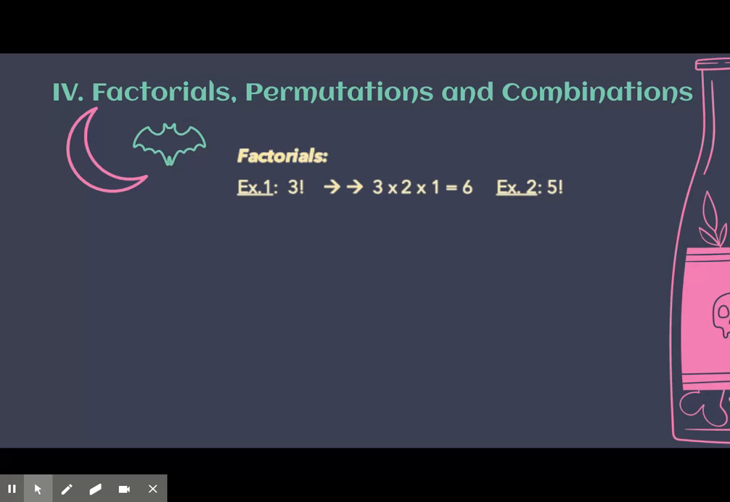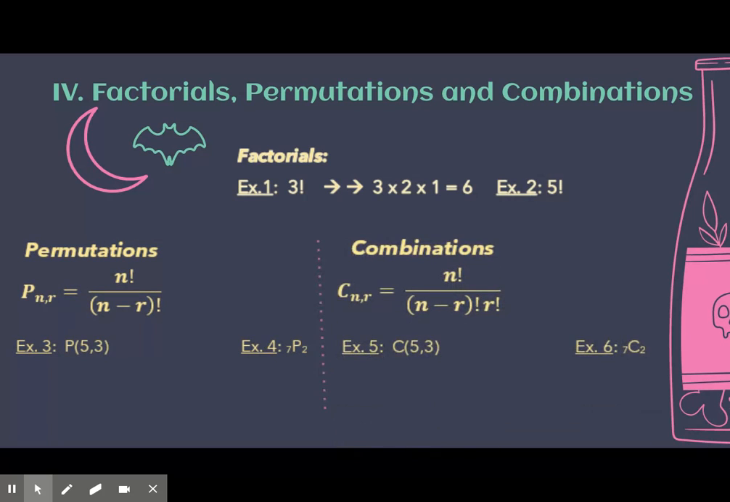Okay, also we use these factorials when we do permutations and combinations. So permutations are arrangements, okay? How many different ways can you arrange a certain number of items? So in example 3, how many ways can you take five items and arrange them 3 at a time?